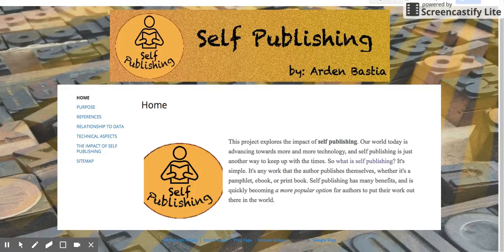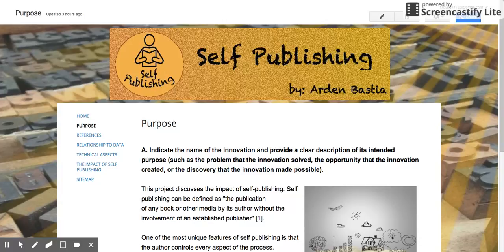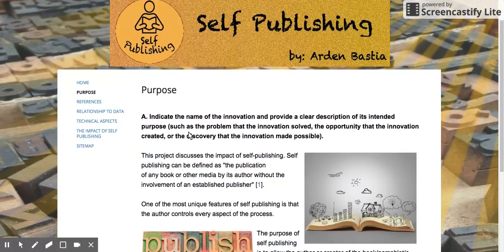So let's take a look at the content of this website. The purpose of self-publishing, what is it? It's basically going to allow the author or the creator of the content complete creative freedom. So that means the author can choose what's in the book, what does the outside of the book look like, how is it laid out, what's the distribution like, how much do I sell it for. The author can pick every single one of those aspects, and that really is the purpose of self-publishing, to give the author that creative freedom.